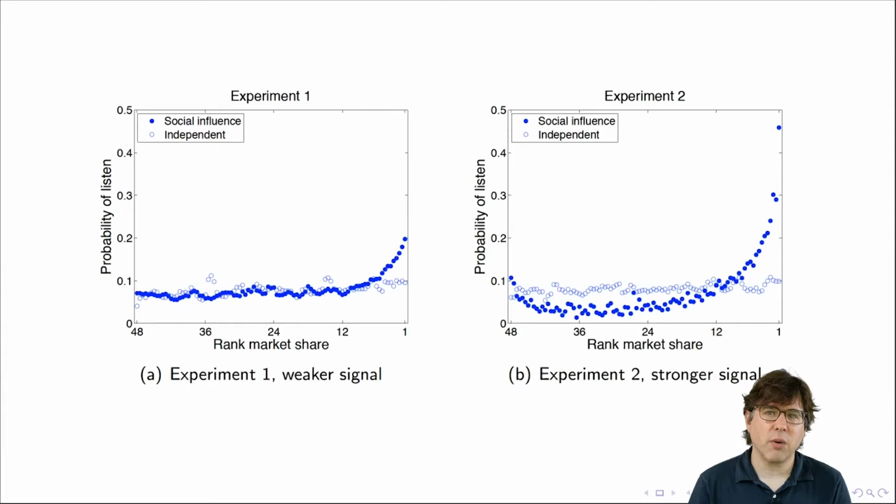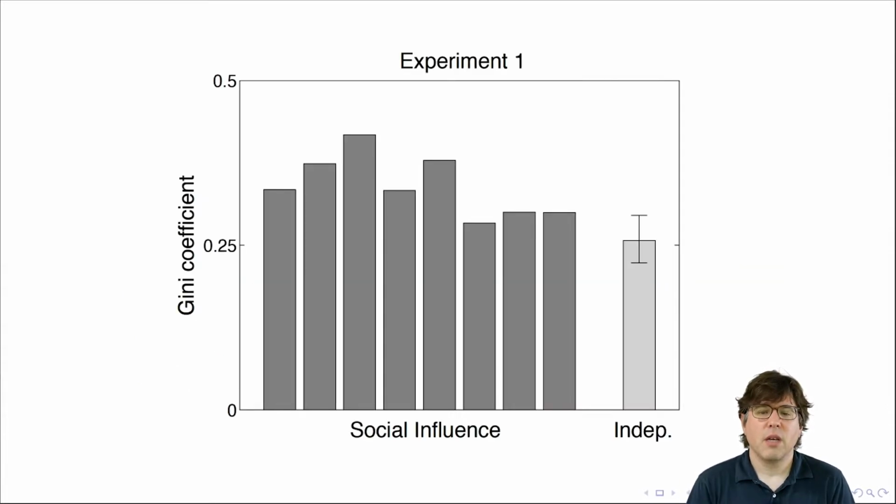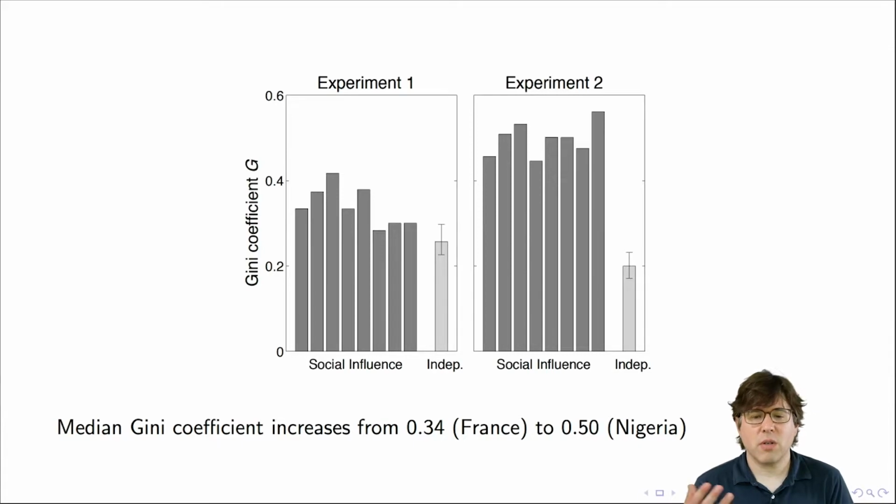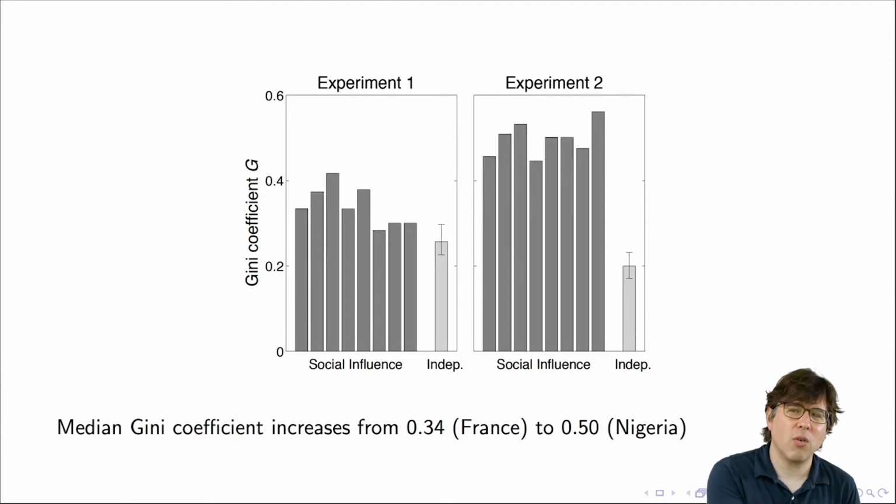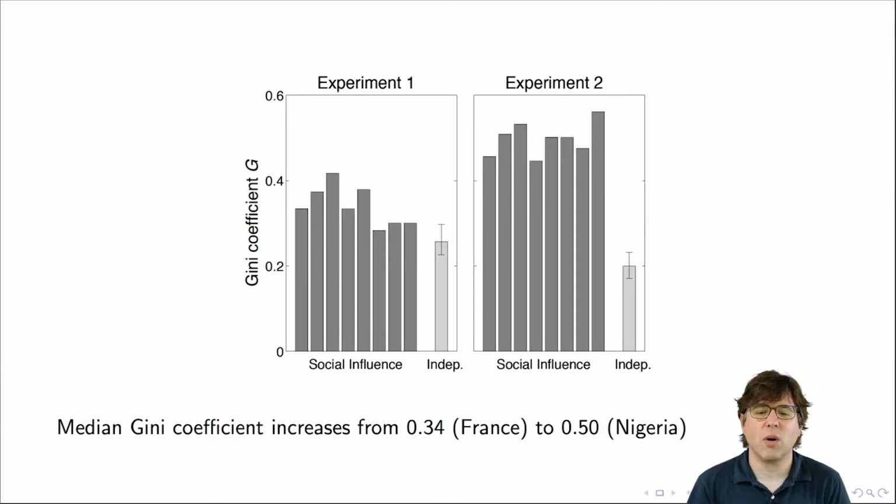And now let's look at the consequences for aggregate behavior. So here is the inequality of success of the songs. The dark gray bars are the 8 social influence worlds, and the light gray bar is the independent world. And this inequality is measured in terms of the Gini coefficient, and we see that every social influence world was more unequal than the independent condition. Here are the results from experiment 2. So the inequality measured in terms of the Gini coefficient increases. The most equal world in experiment 2 was more unequal than the most unequal world in experiment 1. So there's a real increase in inequality.